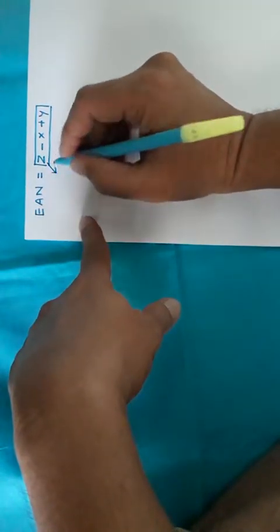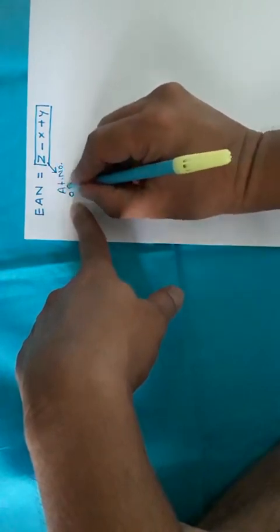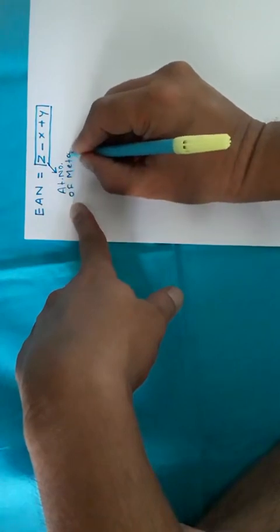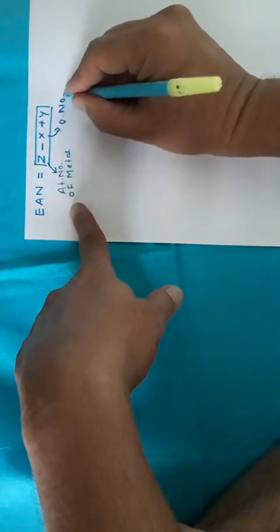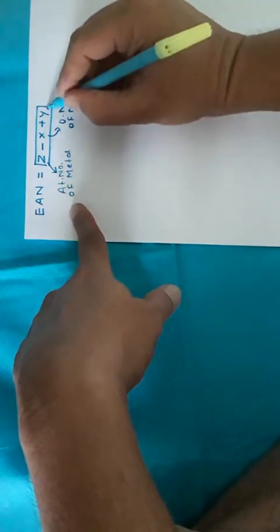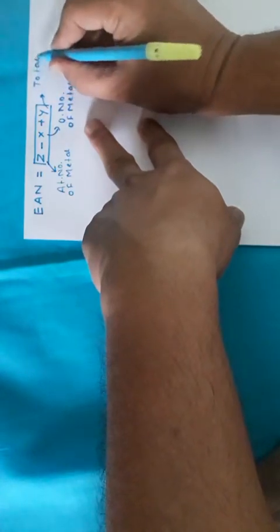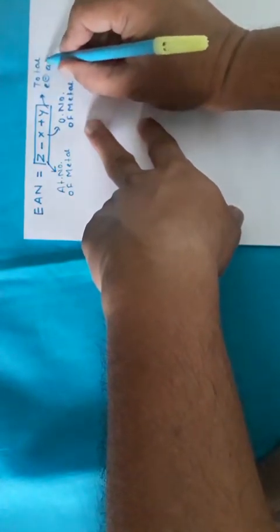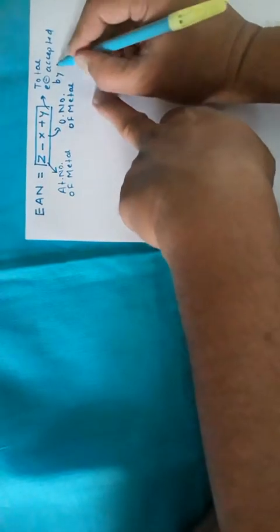Here Z stands for atomic number of metal, X stands for oxidation number of metal, whereas Y stands for total electrons accepted by metal. Total electrons accepted by metal.